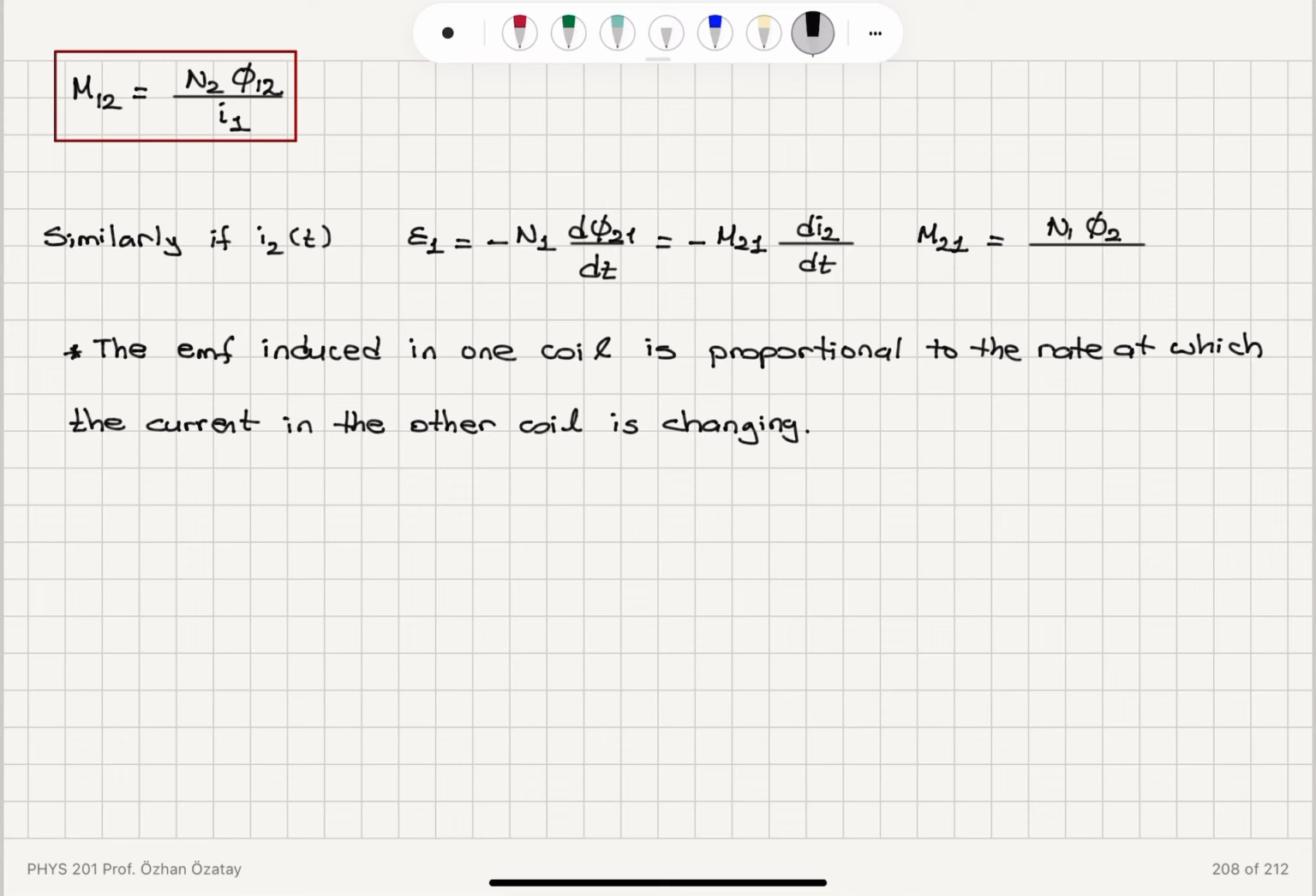Okay, so the EMF induced in one coil is proportional to the rate at which the current in the other coil is changing, and this creates a mutual inductance for the two coils. So M12 is N2 phi12 divided by I1, and M21 is N1 phi21 divided by I2.